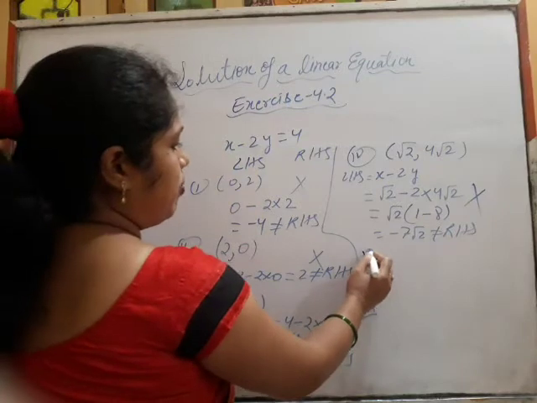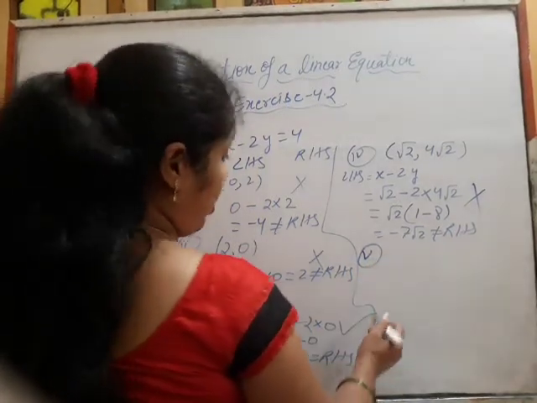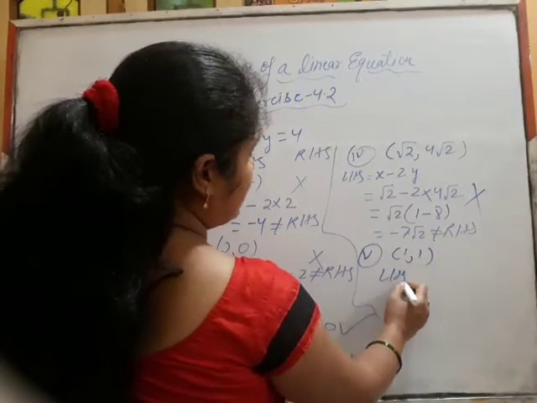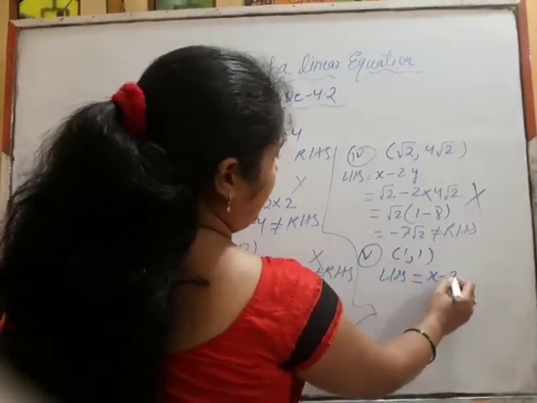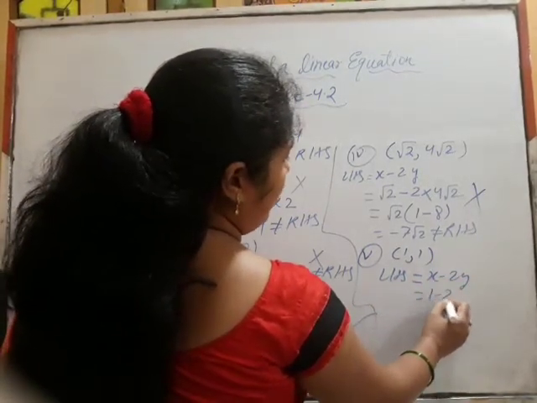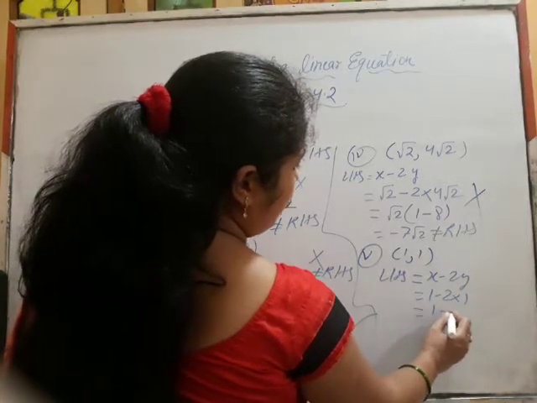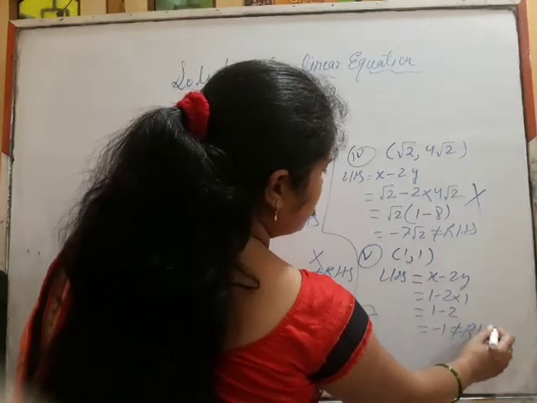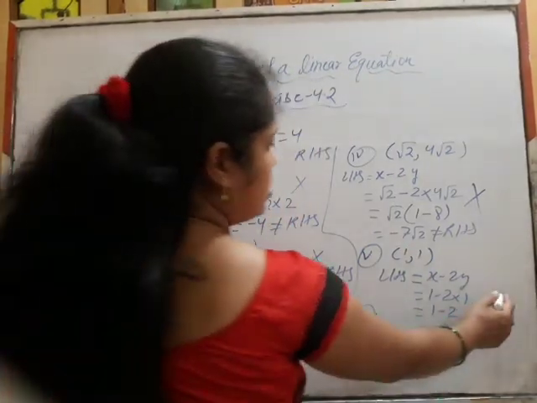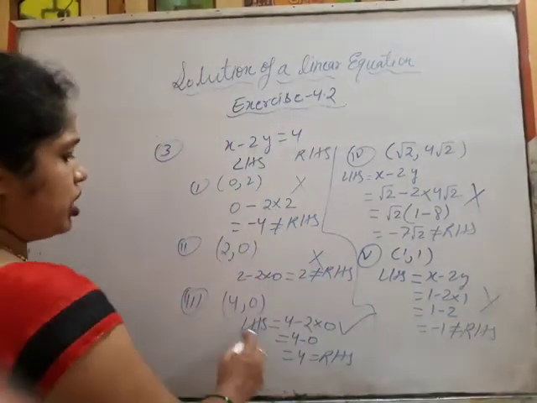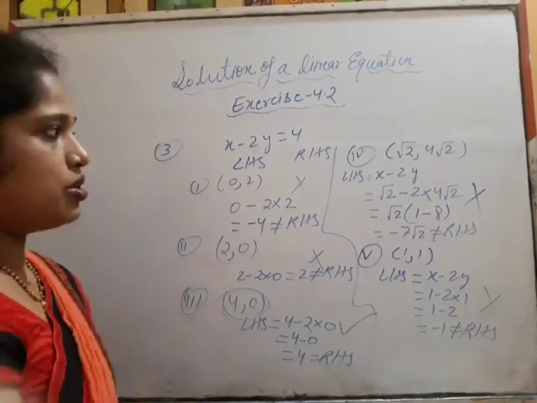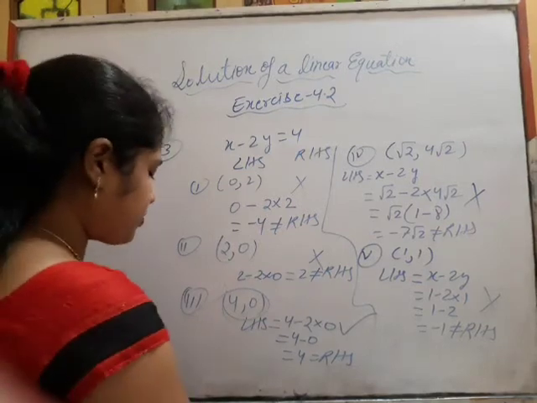Part 5. 1 and 1. Our LHS is x - 2y, so 1 minus 2 into 1, which is 1 minus 2, that is minus 1, again not equal to our RHS. So this is also not a solution. Our only solution is 4 and 0. I hope you have understood.